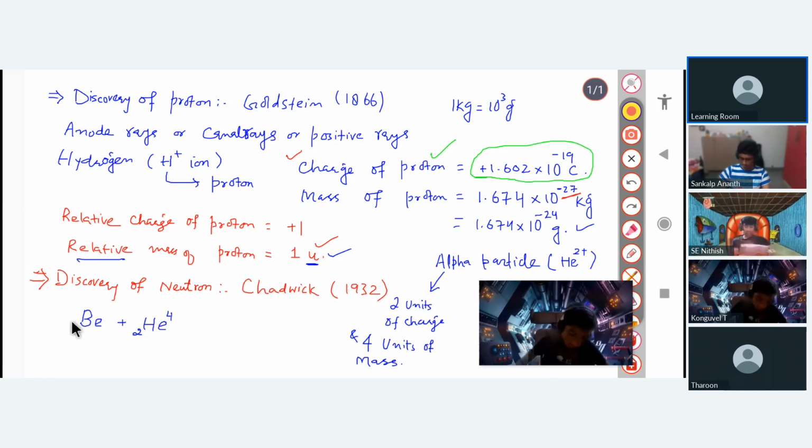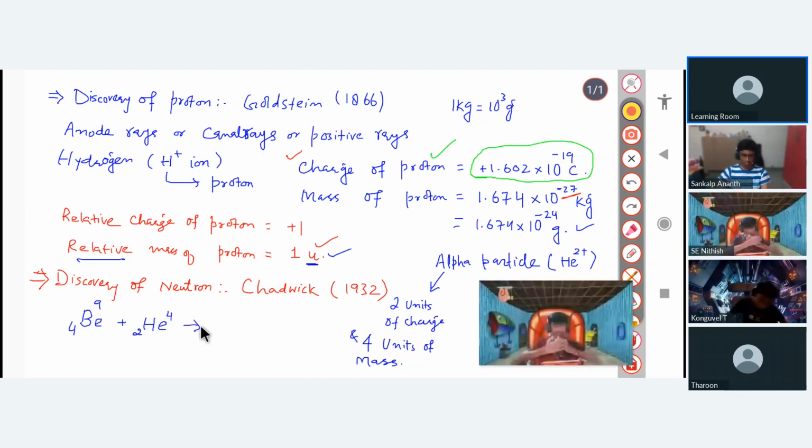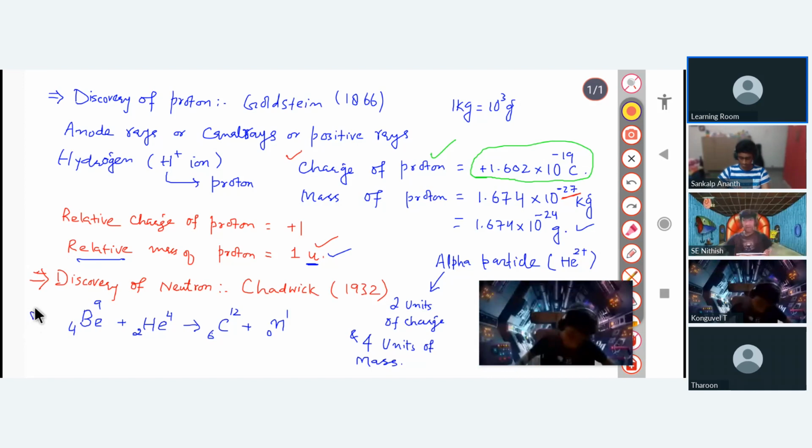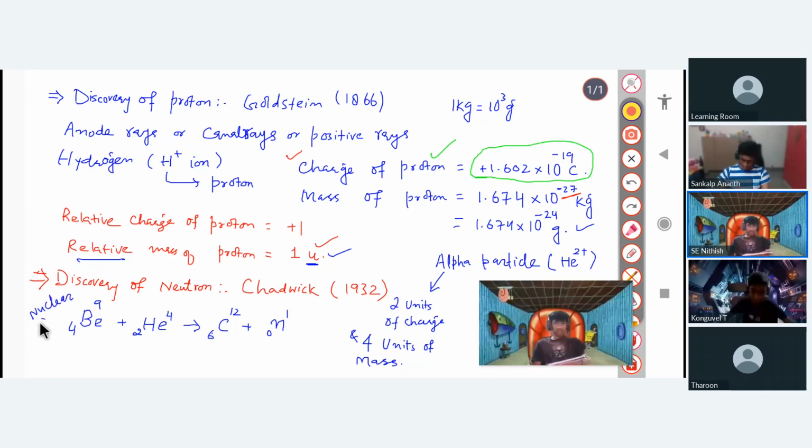Now tell me, when they react, what is the product formed here? One is that we get carbon here. It's a nuclear reaction. And another is that we get the neutron. Neutron is represented by N01. So this is my nuclear reaction. First of all, you will remember here that this is a nuclear reaction.